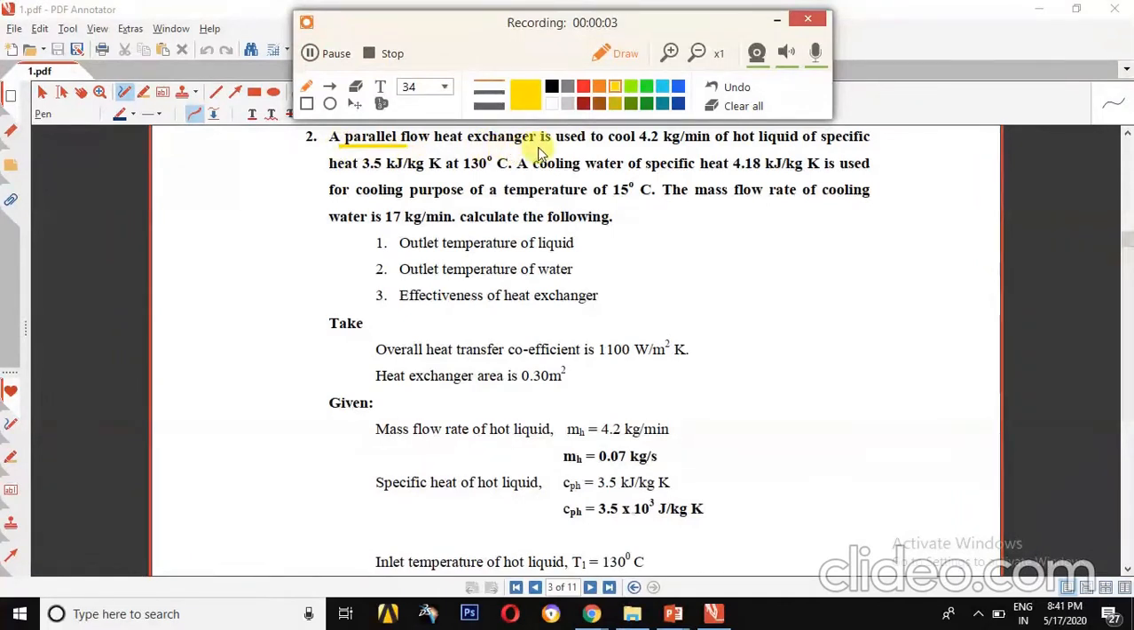A parallel flow heat exchanger is used to cool 4.2 kg per minute of hot liquid of specific heat 3.5 kilojoule per kg Kelvin at 130 degrees Celsius. The inlet temperature of the hot liquid is 130 degrees Celsius. The cooling water of specific heat 4.18 kilojoule per kg Kelvin is used for cooling at a temperature of 15 degrees Celsius. The inlet temperature of the cold fluid is 15 degrees Celsius. The mass flow rate of the cold fluid is 17 kg per minute. Calculate the following: first, outlet temperature of liquid, outlet temperature of water, and effectiveness of heat exchanger.